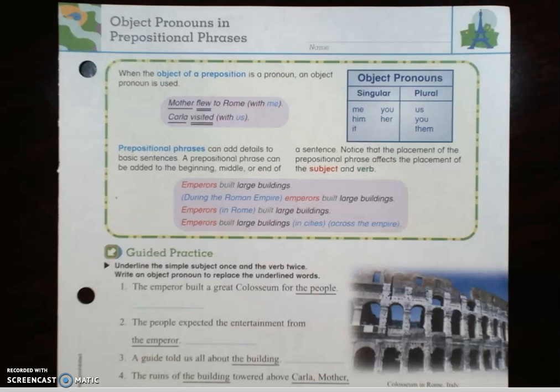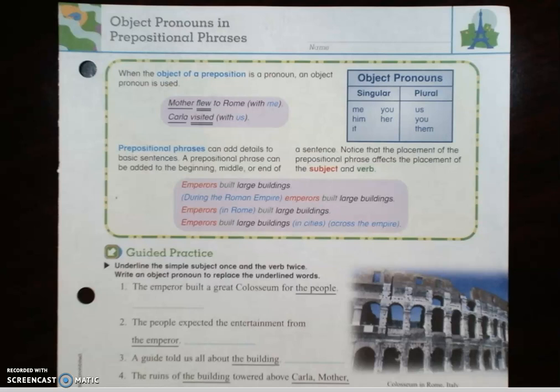So the next sentence says, Carla visited with us. Carla is the subject, visited is the verb, with us is the prepositional phrase. With is a preposition, and us is the object of the preposition, which happens to be a pronoun.